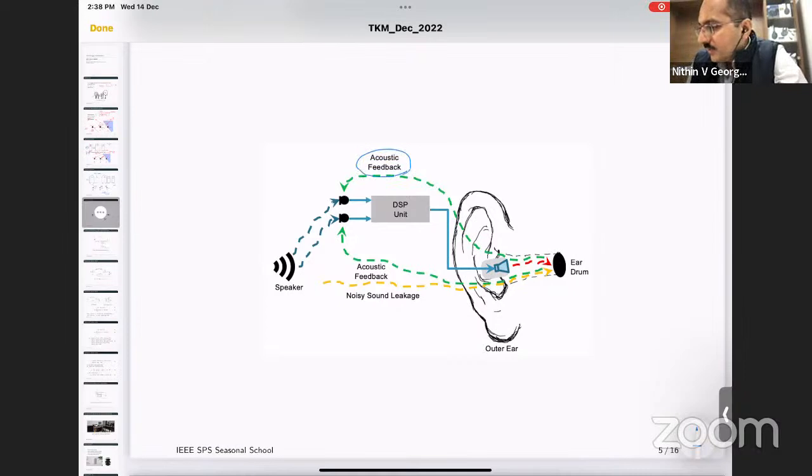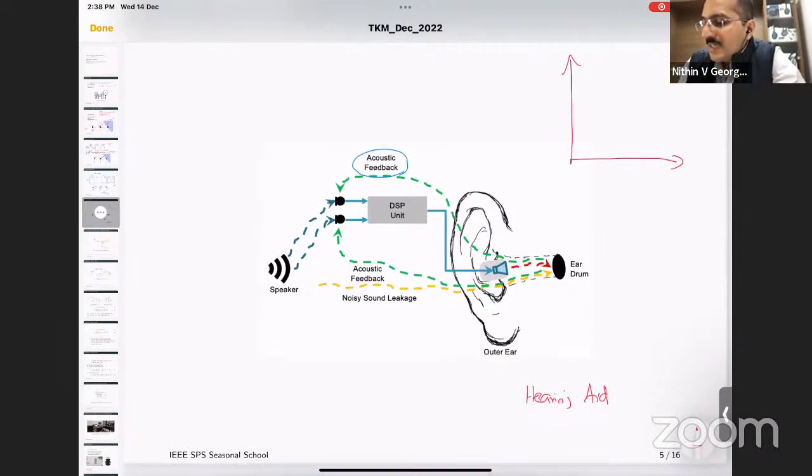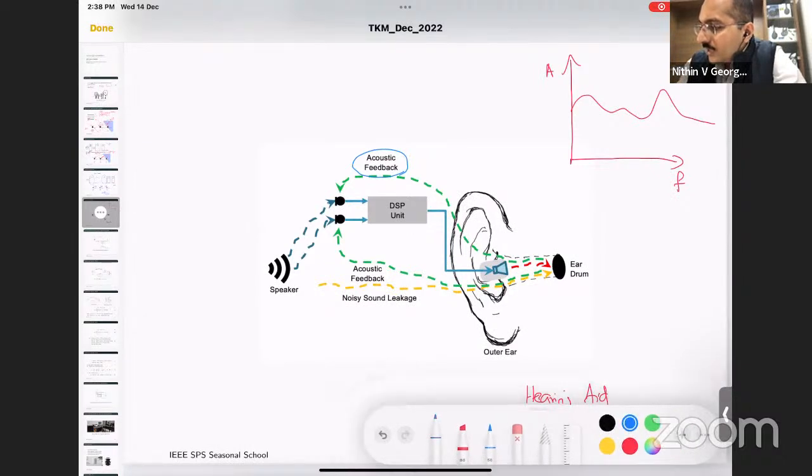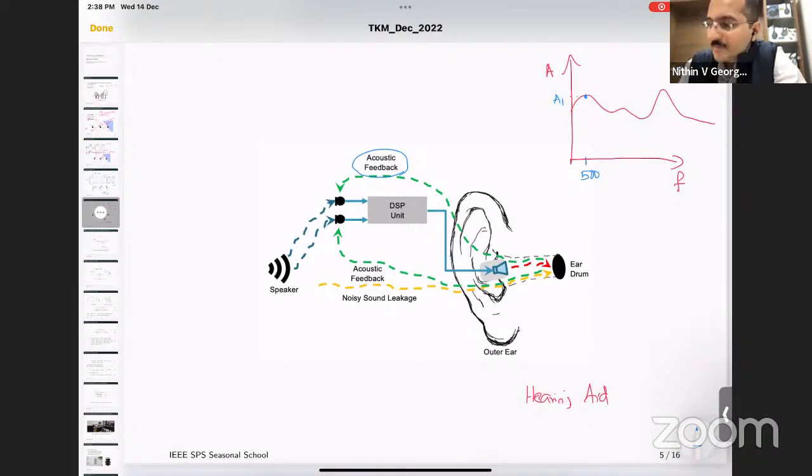So what is acoustic feedback? Acoustic feedback means, this is a simple diagram of a hearing aid. Okay. So what do I have? I have somebody who is having a hearing loss. So what is the hearing loss? Hearing loss means you go and do your ear test, an audiometry, and you get some hearing profile. This could be the hearing profile of a healthy person. What is the meaning of that? This is frequency versus amplitude. The meaning of this is, if I have an amplitude for this frequency 500 Hertz which is more than this A1 level, you hear it. If the amplitude is less than A1 level, you don't hear it.